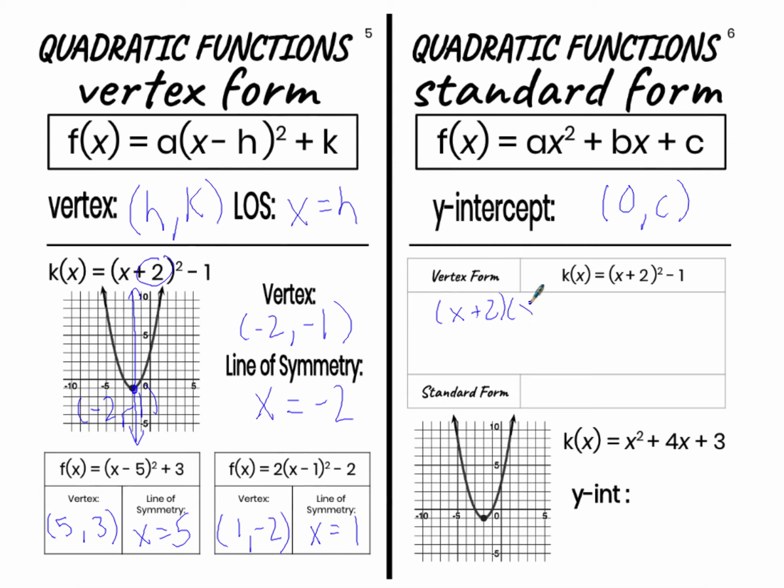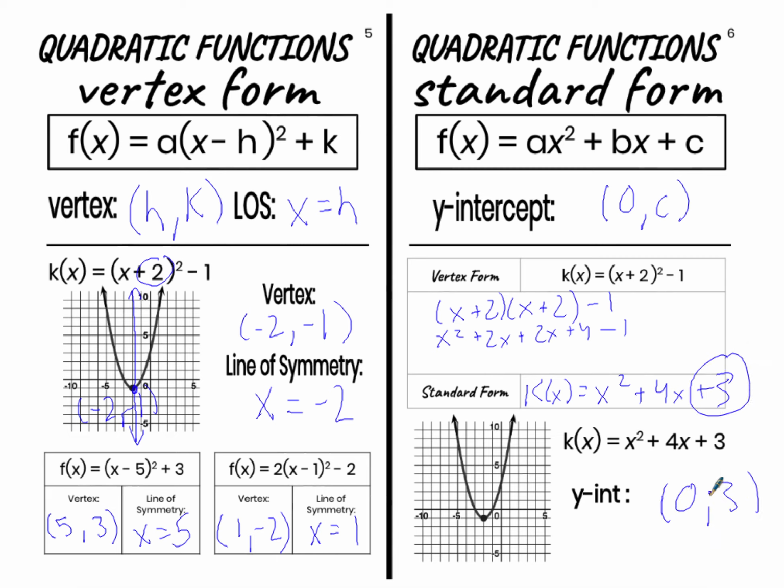This involves multiplication of polynomials. So (x plus 2) squared, this is the vertex form equation, is x squared plus 2x plus 2x plus 4, not forgetting to subtract 1. So in standard form, k of x is x squared plus 4x plus 3. Now I can just immediately identify the y-intercept, which is x equals 0, y equals 3.